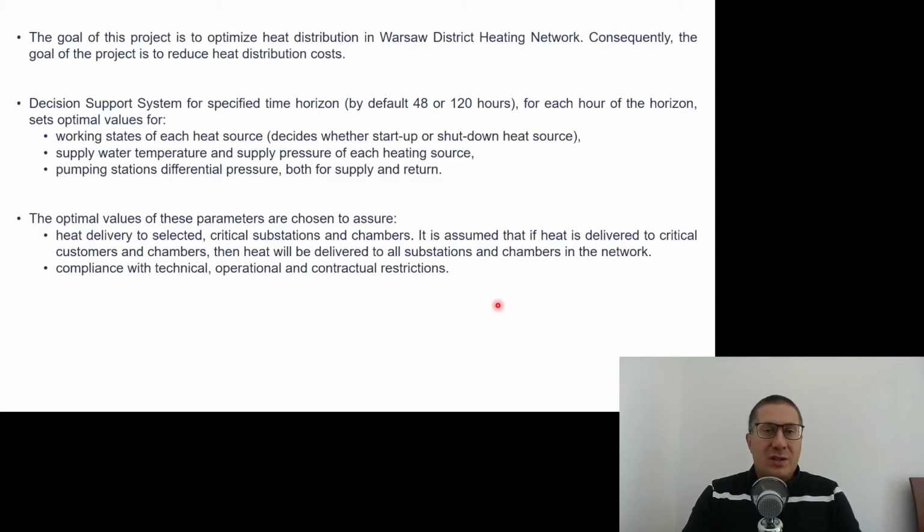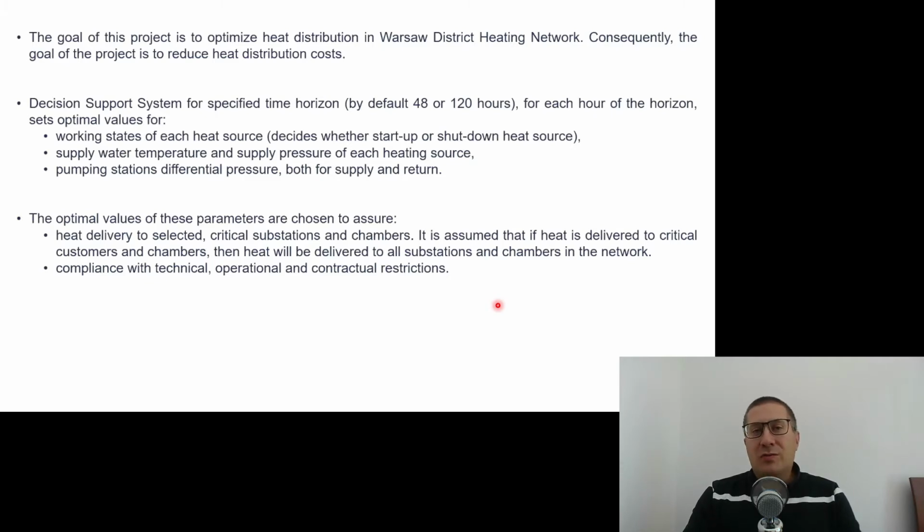And of course, our decisions have to be in compliance with, have to follow all the technical restrictions. There are some startup and stopping times. There is a maximum rate of increasing the temperature, etc. Some limits for flow, some limits for pressure, etc.